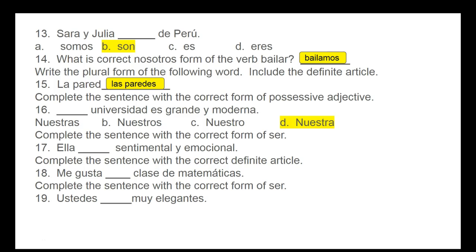Complete the sentence with the correct form of ser. Ella es sentimental y emocional. Complete the sentence with the correct definite article: el, la, los, las. So clase, is it masculine or feminine? So remember, words that end in E can be either masculine or feminine, but clase is femenina. Complete the sentence with the correct form of ser. Ustedes son muy elegantes.